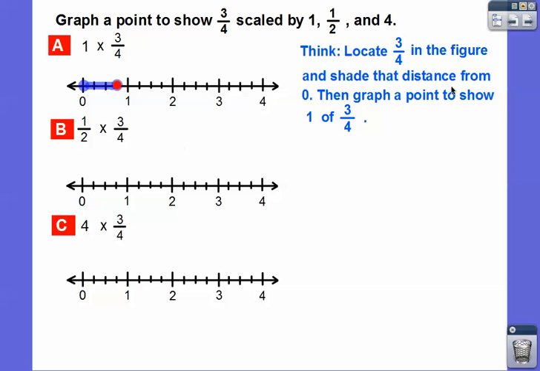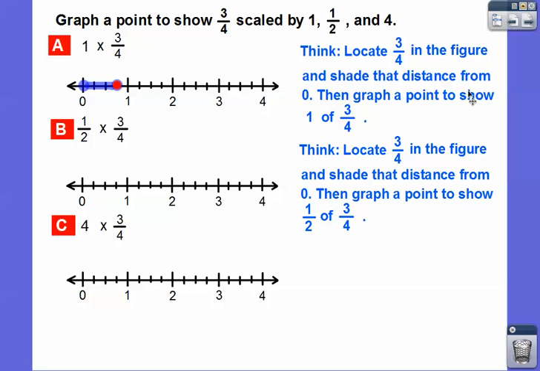All right, so here we're going to do 1/2 times 3/4. We're going to locate 3/4 on the number line again and shade that distance to 0. So there it is. Then it says graph a point to show 1/2 of 3/4. Well, if this is 3/4 right here, look at the spaces: 1 space, 2 spaces, 3 spaces.